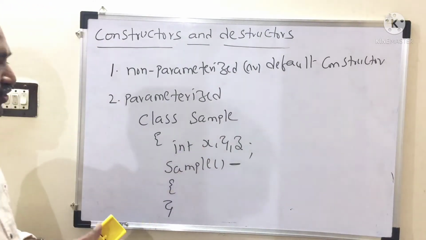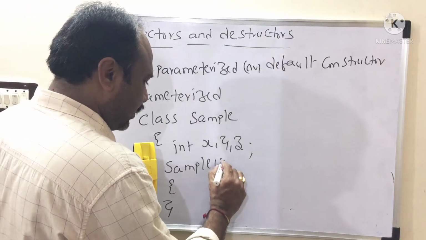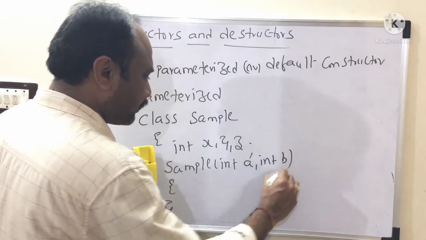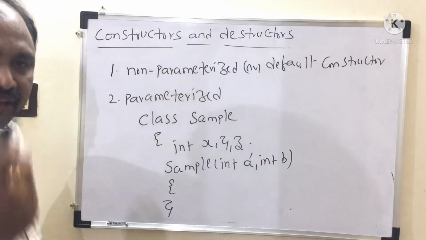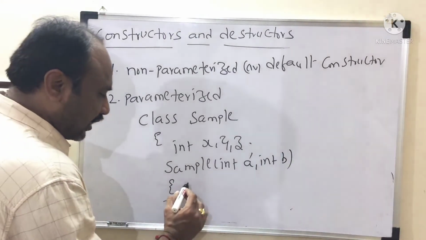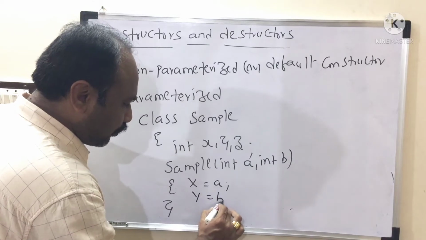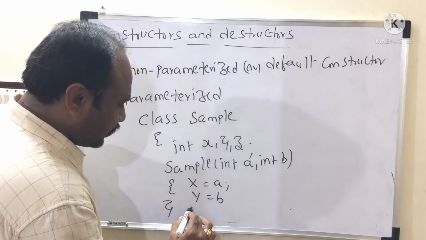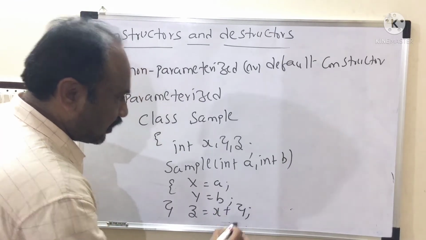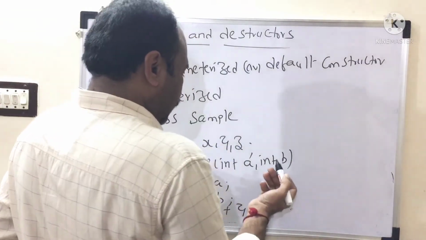If we have to make this constructor a parameterized constructor, see here, take int a comma int b. It is having parameters; arguments and parameters are both the same. Now I will write x equal to a, y equal to b, z equal to x plus y. Please put a semicolon. Next, I will use the display method.